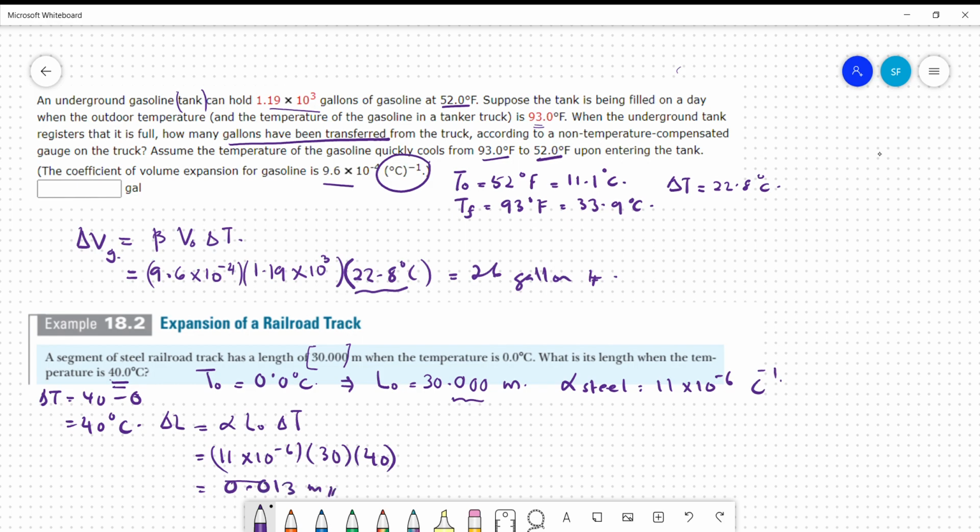Then we are going to find its new length. The new length equals the change in length plus the original length. So we have 0.013 plus 30.000. The new length at 40 degrees Celsius is 30.013 meter.